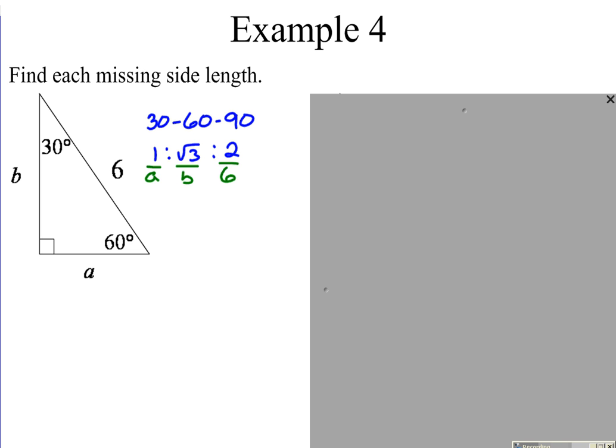Now from here, just to make things a little bit simpler when I solve these proportions, if you ever have a ratio like this of 2, 6, that can be simplified. Remember, ratios we should always simplify. So I'm just going to note that that's the same as 1 over 3. So now pick two of the ratios. I'm going to pick this one and the one that we know always. 1 over A equals 1 over 3. Cross multiply. A is 3. There's our first missing side.